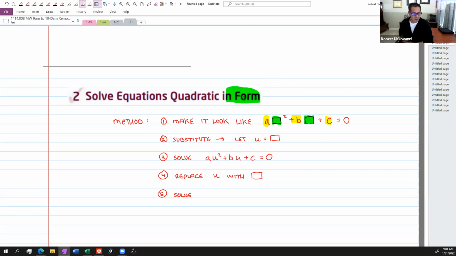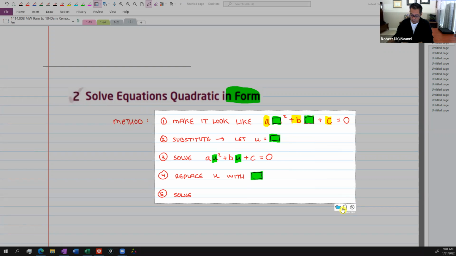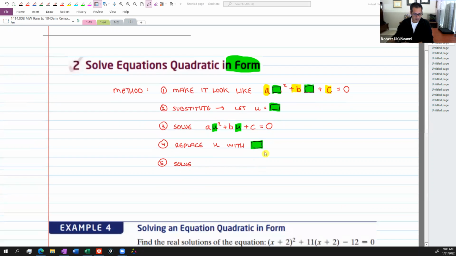Then we will make a substitution where we replace that green box with U. Once we replace that green box with U, then we will have a quadratic equation in the variable U. And then we'll either factor or use the quadratic formula to solve that. Once we solve that, we'll replace U with whatever the green box was, and then we'll solve that equation. So those are the steps. Like anything else, it's better if we just work through an example first and then see how these steps will come into play.